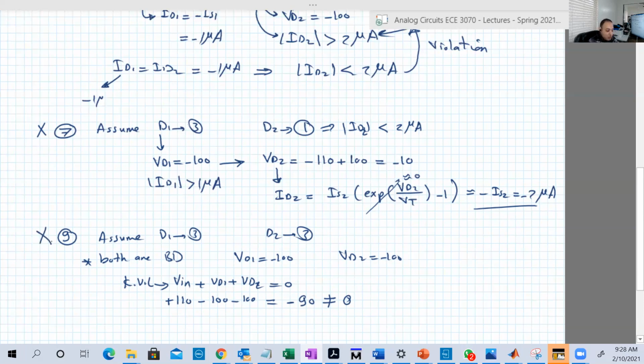Okay, guys. So this is basically all the assumptions, and I showed you that all of them are wrong except the first one that we assumed from the beginning. And by the time you train yourself a lot with these examples, you will get to the correct assumption maybe most of the time from the first time.